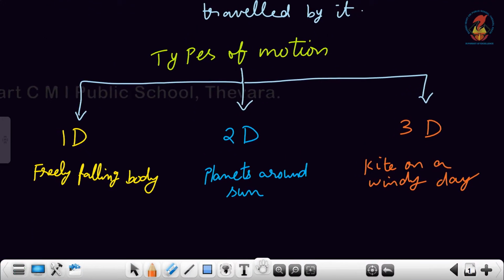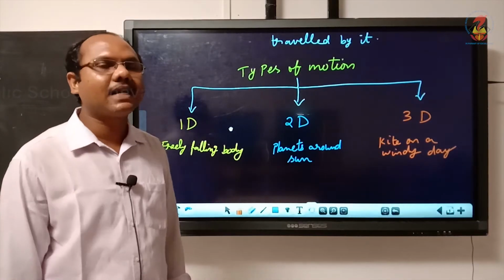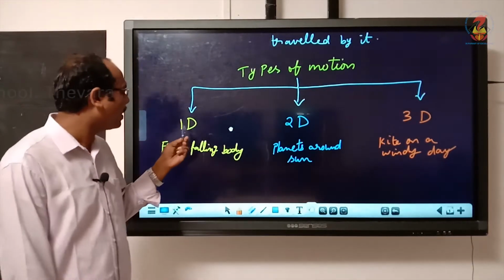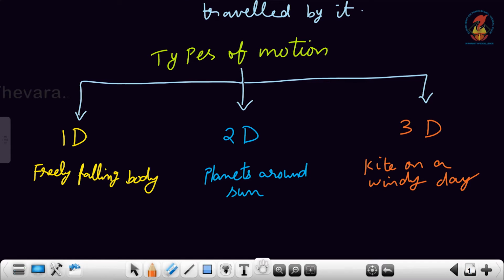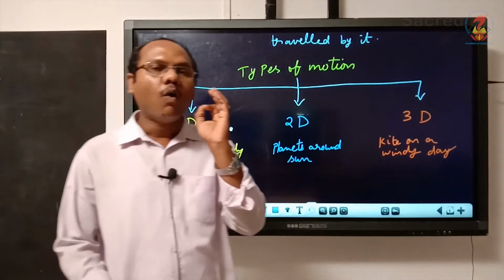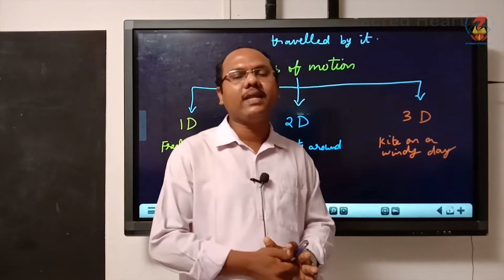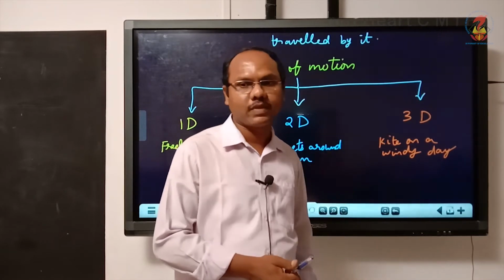Types of motion. Motion can be categorized into 3 types: one-dimensional motion, two-dimensional motion, and three-dimensional motion. One-dimensional motion means only one coordinate axis is changing.